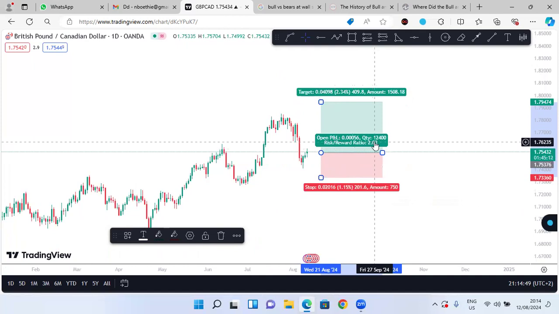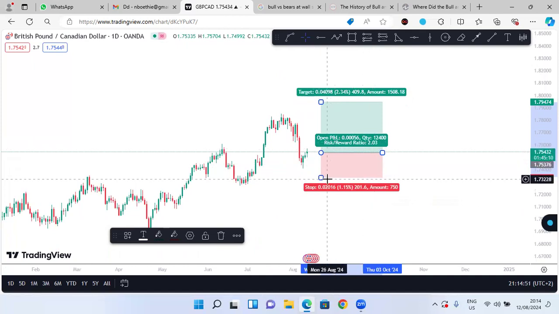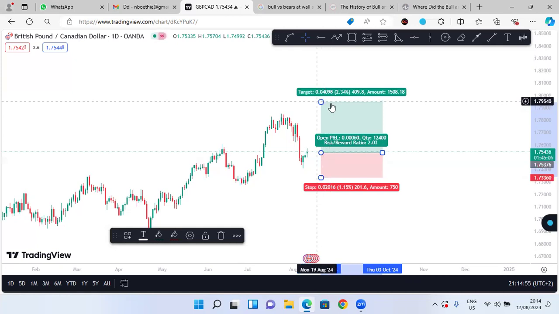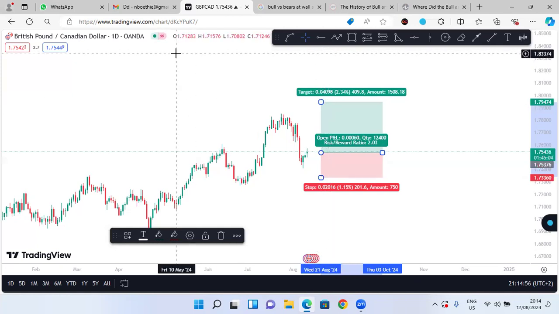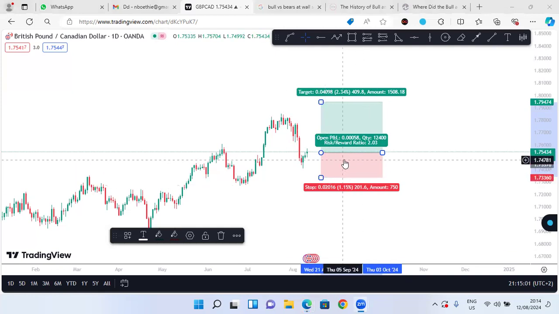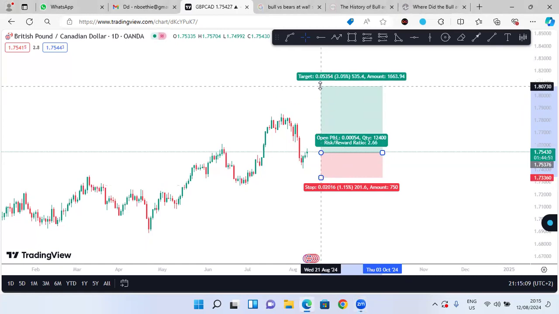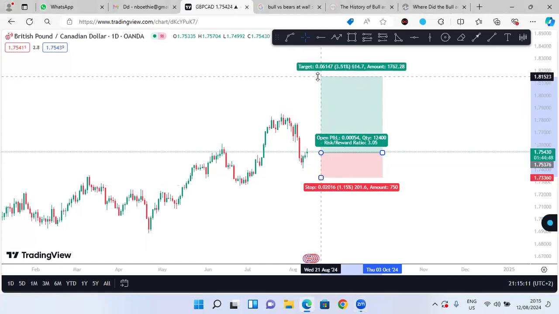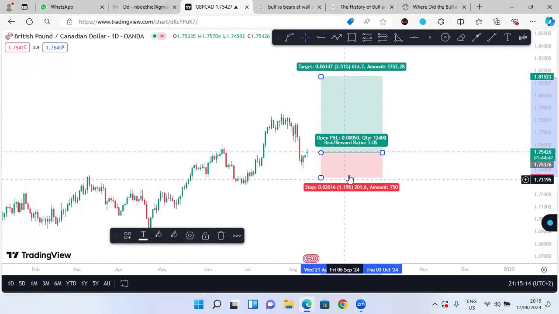We usually say 1-to-2, meaning if you are using a $10 stop loss, when the price reaches here, how much are you going to make? Is it not 20? Yeah, it's 20. And then if you use a risk reward ratio of 1-to-3, for example, like this, if you risk $10, how much are you going to make?